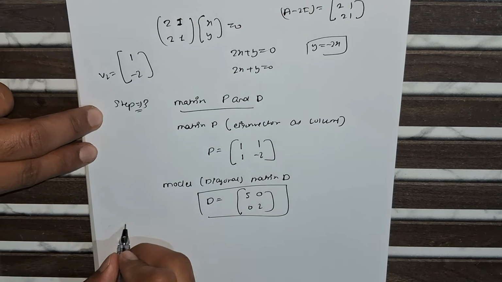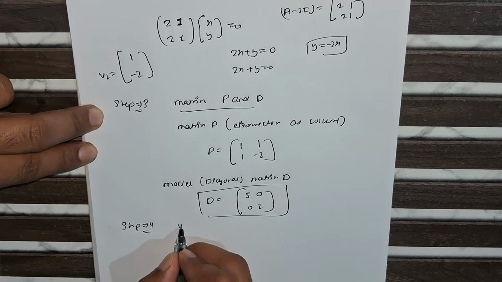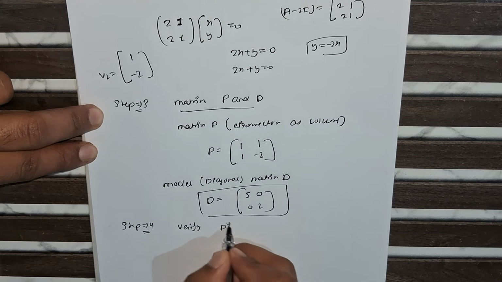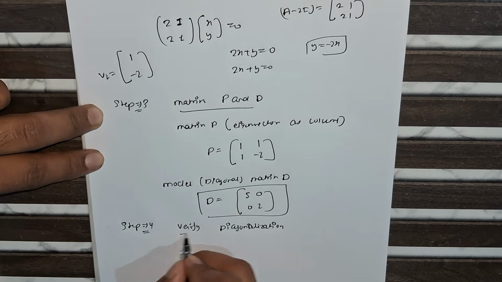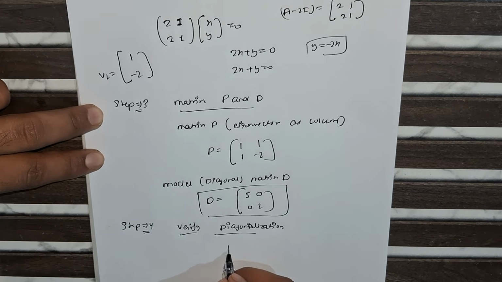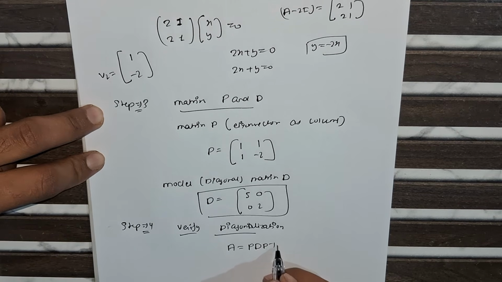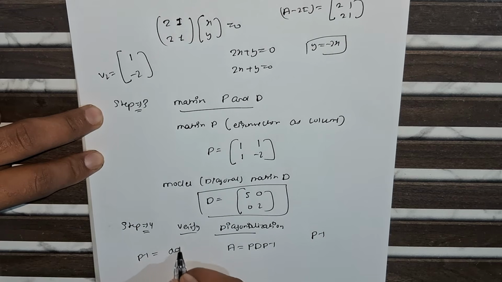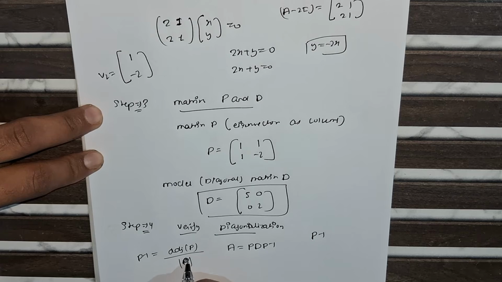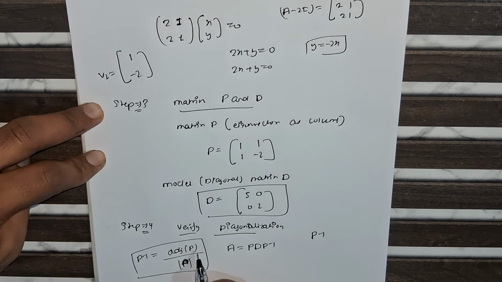So in step 4, verify diagonalization. What is the formula to verify diagonalization? A equals P into D into P inverse. So first we find the value of P inverse. What is the formula of P inverse? It is nothing but adjoint of P divided by determinant of P. First we understand what is adjoint of P.